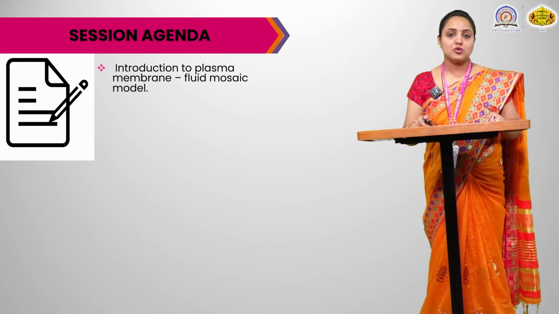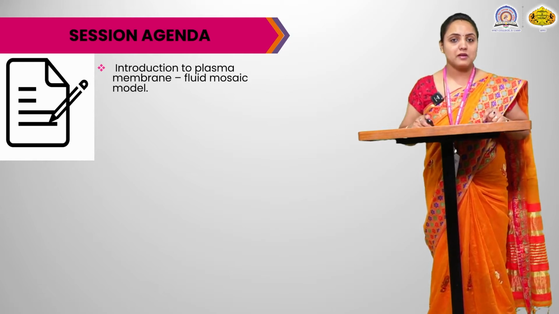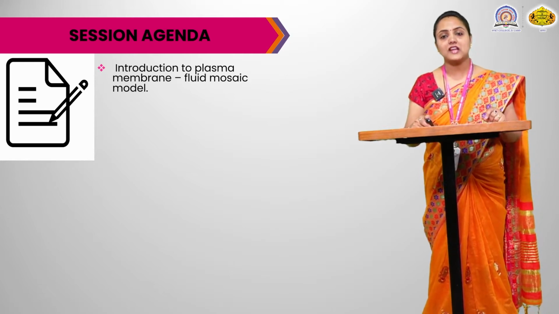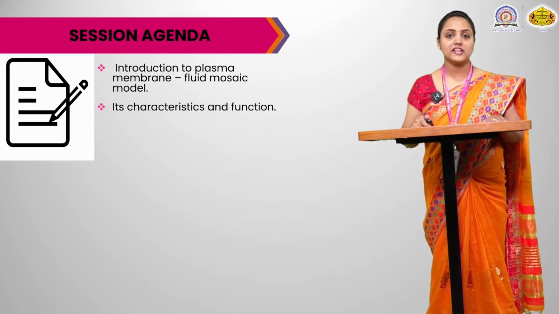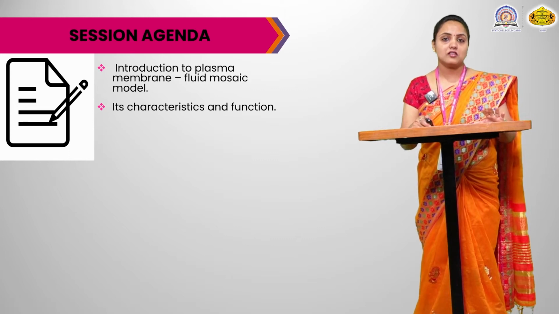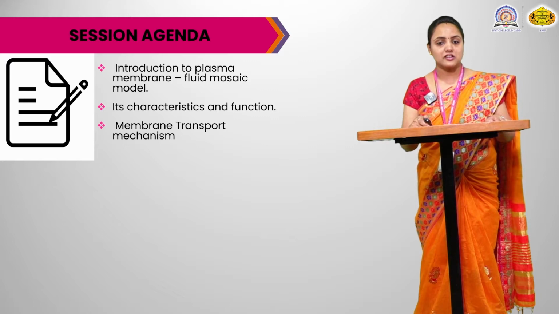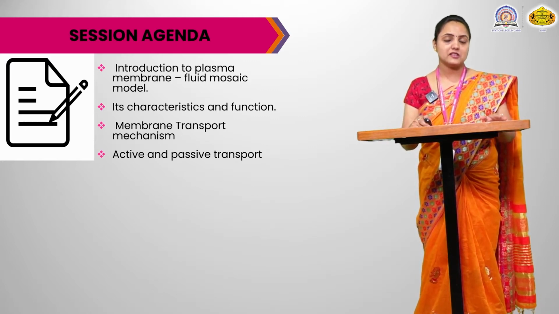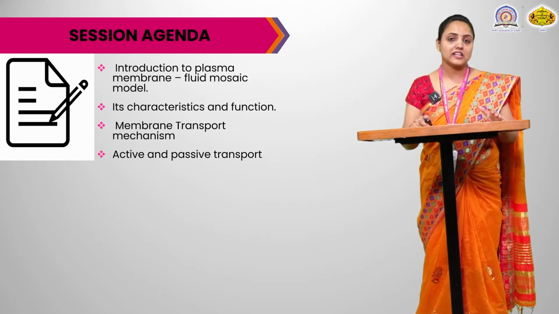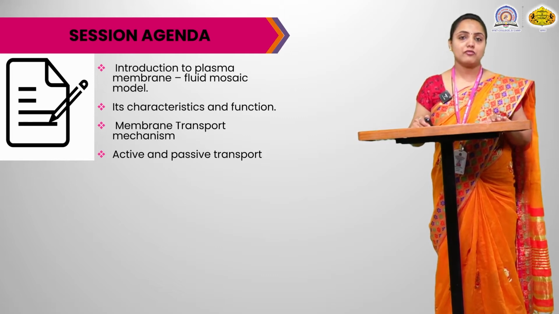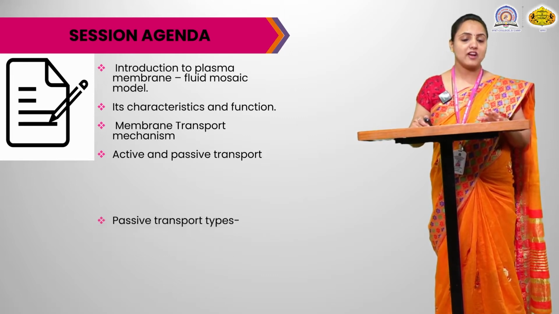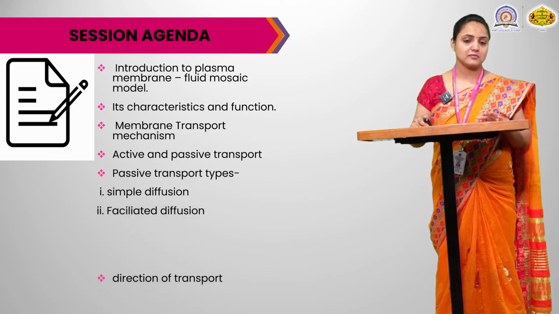In today's lecture, we are going to first see the introduction to the plasma membrane, its structure, its components and its function. In the plasma membrane, we are going to see the fluid mosaic model, which is the standard model for the plasma membrane, along with its characteristics and function. We are going to see the various membrane transport mechanisms, active and passive. Today we are going to focus on the passive type of mechanism, which includes simple and facilitated diffusion.